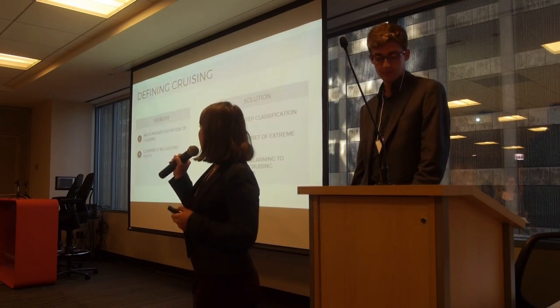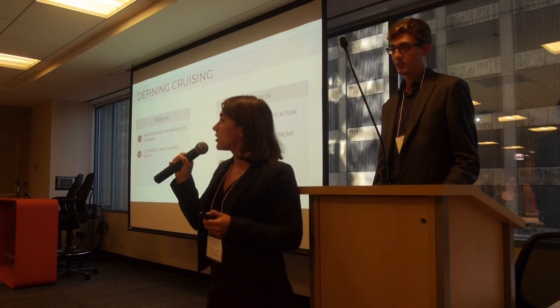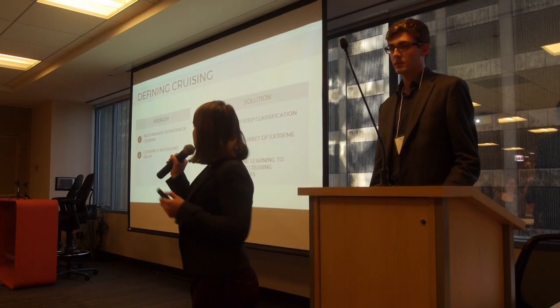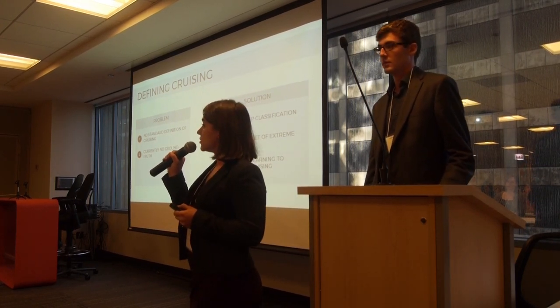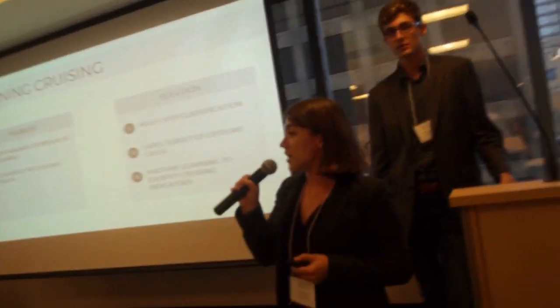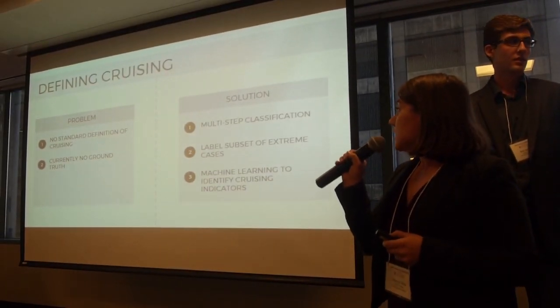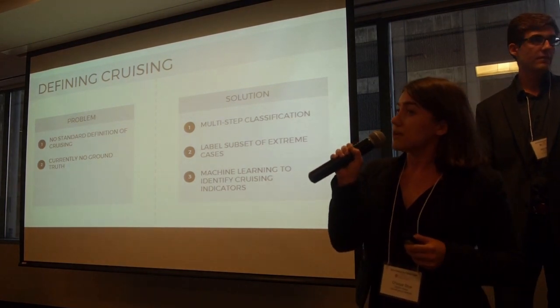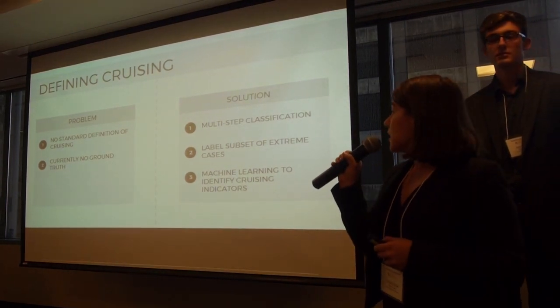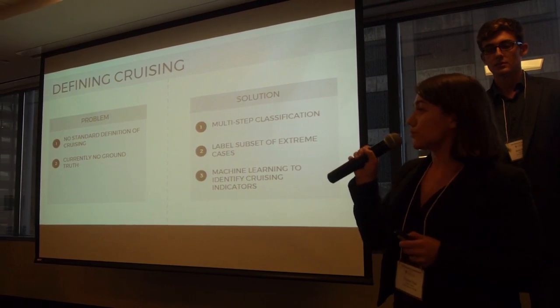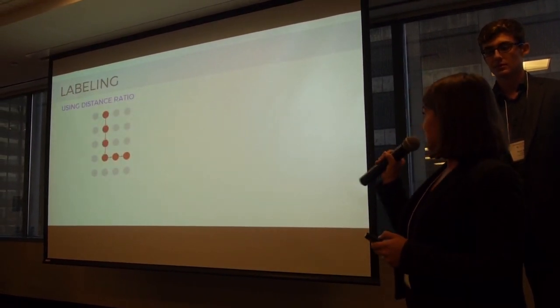Some of the issues that we had when actually defining cruising was, first off, there is no standard definition of cruising in the literature, and our data was not labeled, so we did not have any ground truth. Our solution was to use a multi-step classification approach, label a subset of our extreme cases as cruising or not cruising, and also use machine learning to identify cruising indicators. Fred will proceed.